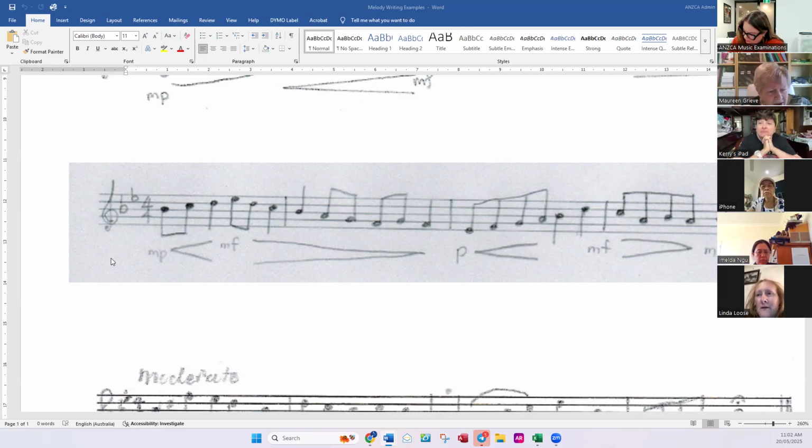3 or 4 expressions of dynamics are sufficient for a 4-bar melody. I mean, there's 1, 2, 3, 4, 5, 6, 7, 8, 9 different indications there, and it's way overdone. So it's good they've attempted to do it, and it's actually quite well done in that she's used crescendos for upward passages and decrescendos for downward passages, but it doesn't need to have that much in a 4-bar melody.